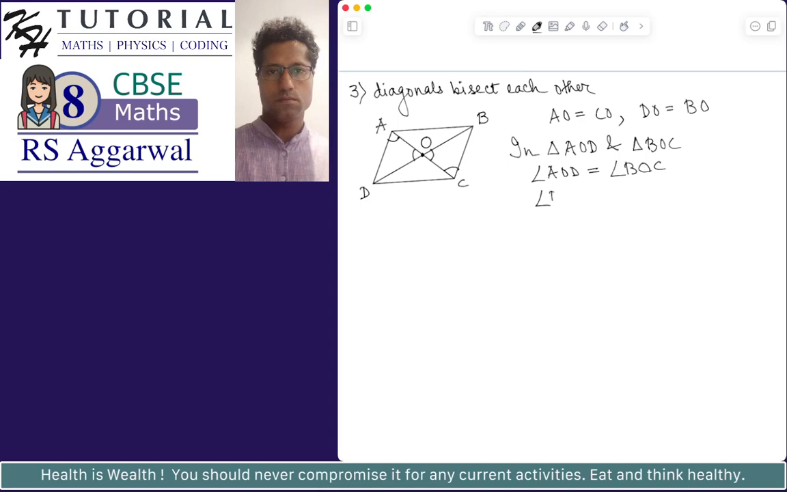Angle DAO will be equal to angle OCB, as AD is parallel to BC and AC is a transversal. So we have angle DAO is equal to angle OCB. So we have two angles equal.